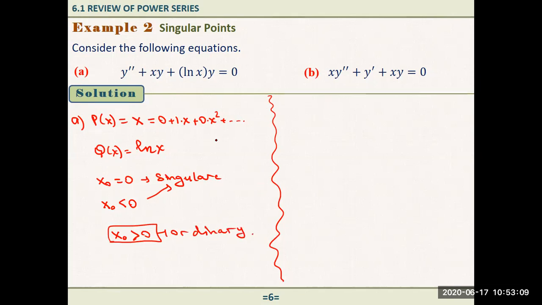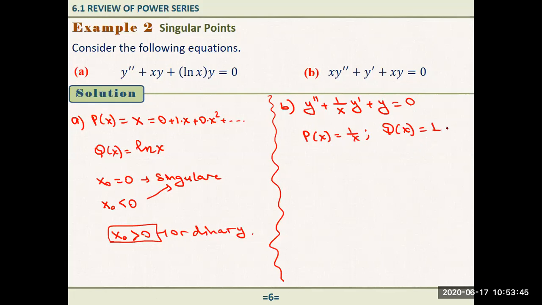Okay, we are just considering these examples, and after that we will draw a conclusion and give it as a theorem. How about in this example B? First, we have to write it in standard form. If you divide both sides by x, here we have y double prime plus 1 over x y prime plus y is equal to 0. So here we have p of x is equal to 1 over x and q of x is equal to 1. Right? That is our p, this is our q.